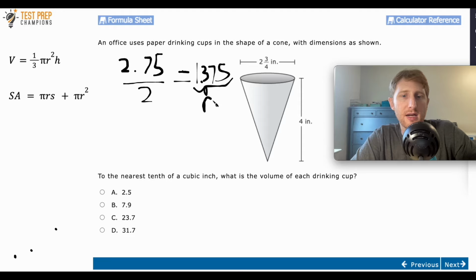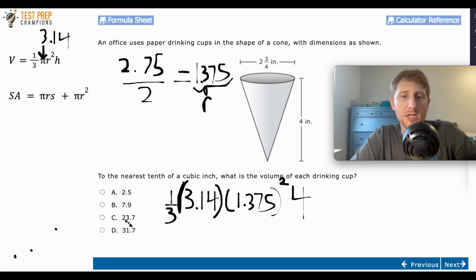So that's the first thing that I note here. And now I'm going to come up here into my formula. And what I also see here is that they don't have pi left hanging out in any of the answer choices. So we're actually going to have to use 3.14. And we're going to plug 3.14 into this formula in place of pi. Right, so we have 1 over 3 times 3.14 times 1.375 squared times 4. And if we do the math here in our calculator, we're going to get a number that is about 7.9. And the correct answer here, rounded to the nearest tenth, is B, 7.9.